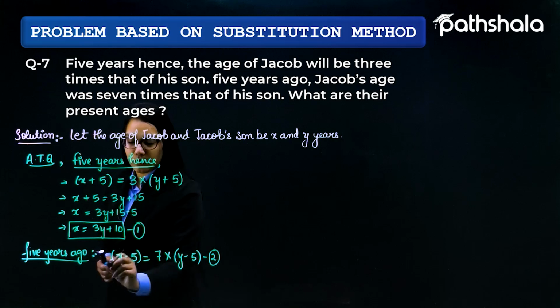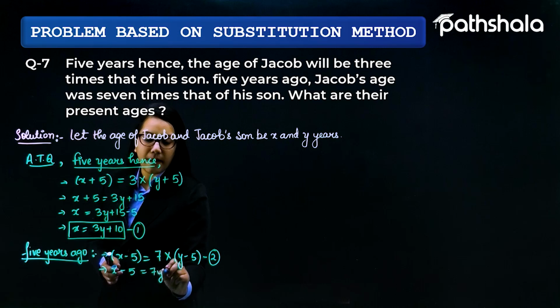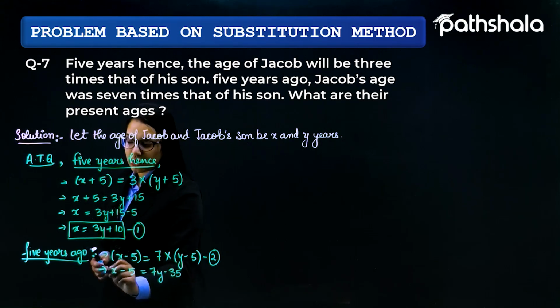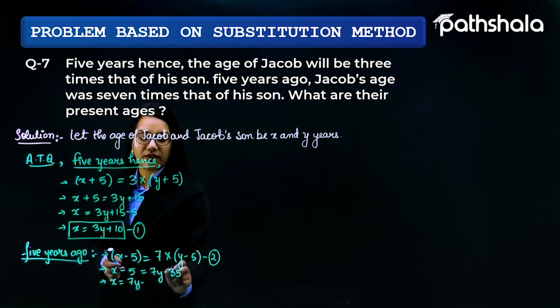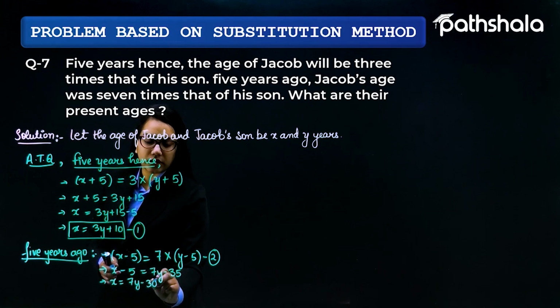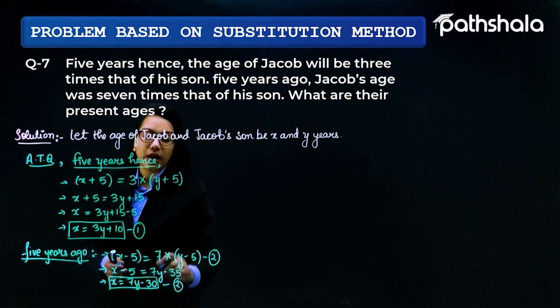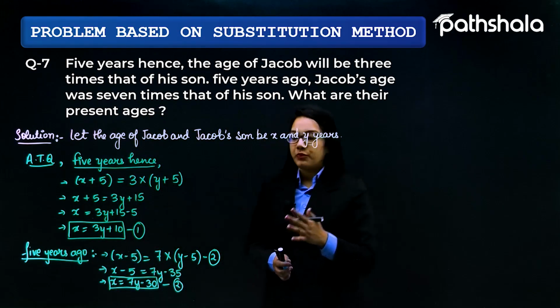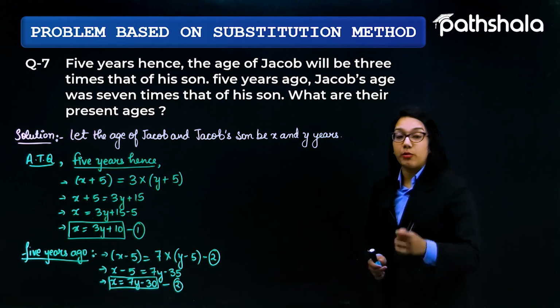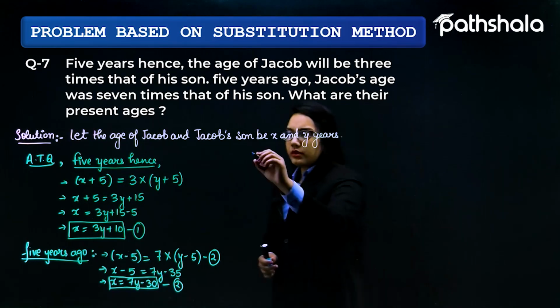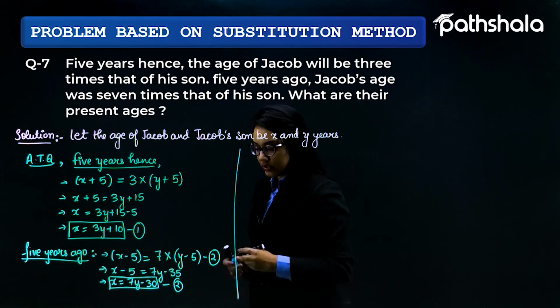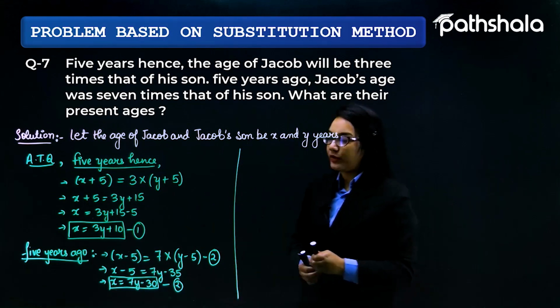Let's solve this equation. This is x minus 5, which is equal to 7y minus 35. Now we get x as 7y minus 35 plus 5, that is 7y minus 30. Now we have two equations expressed as x in terms of y, so we can substitute any equation into the other. Let me substitute equation number 2 into equation number 1.